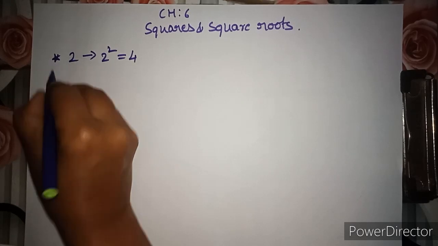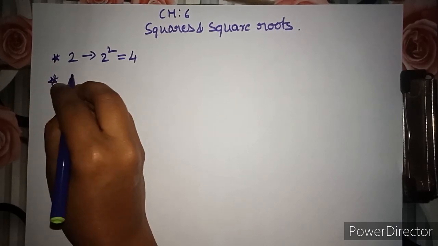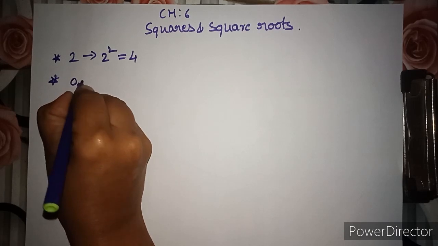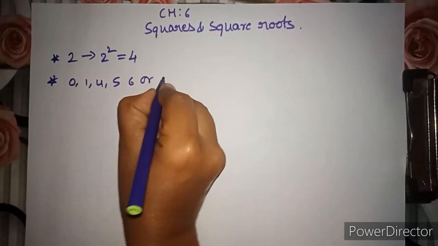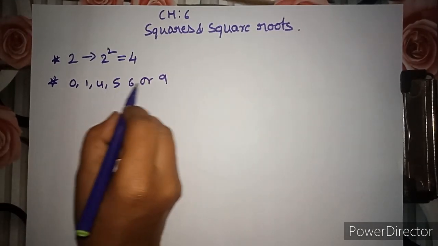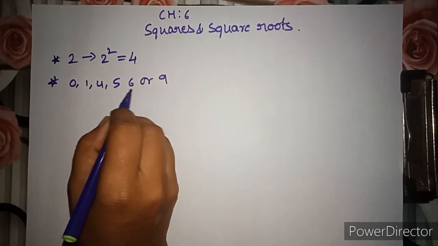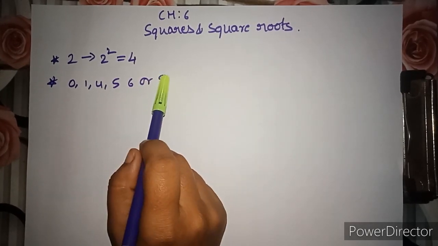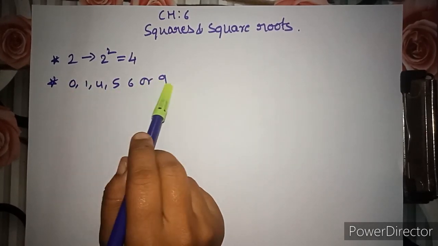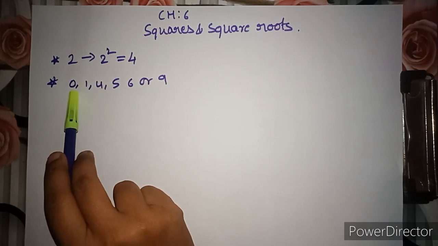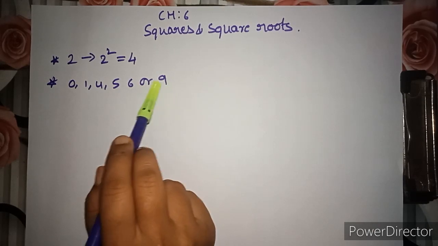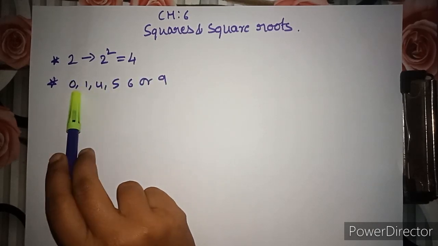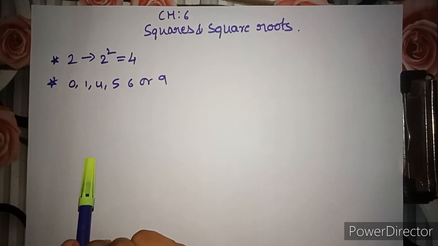Now, all square numbers end with 0, 1, 4, 5, 6 or 9. These are the numbers. All square numbers end with these digits only. We will get 0, 1, 4, 5, 6 or 9 in the unit place of the squares.